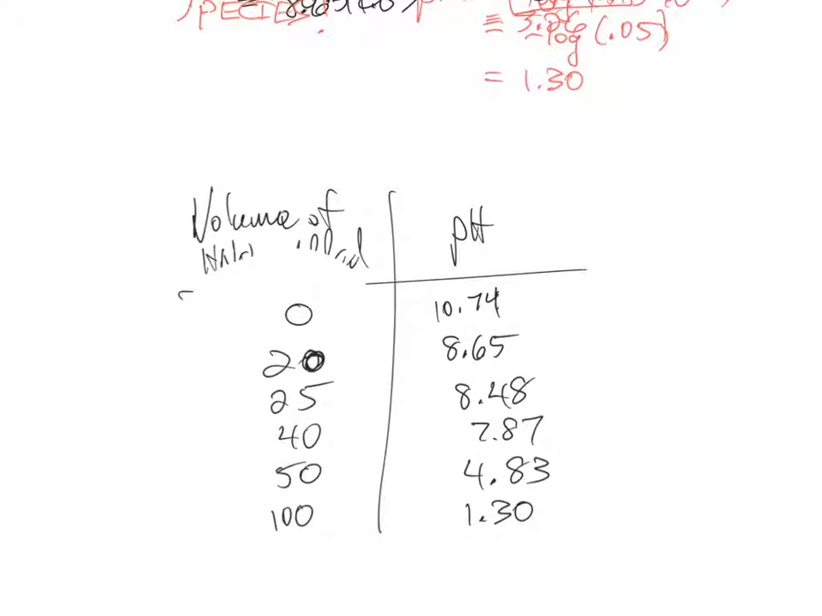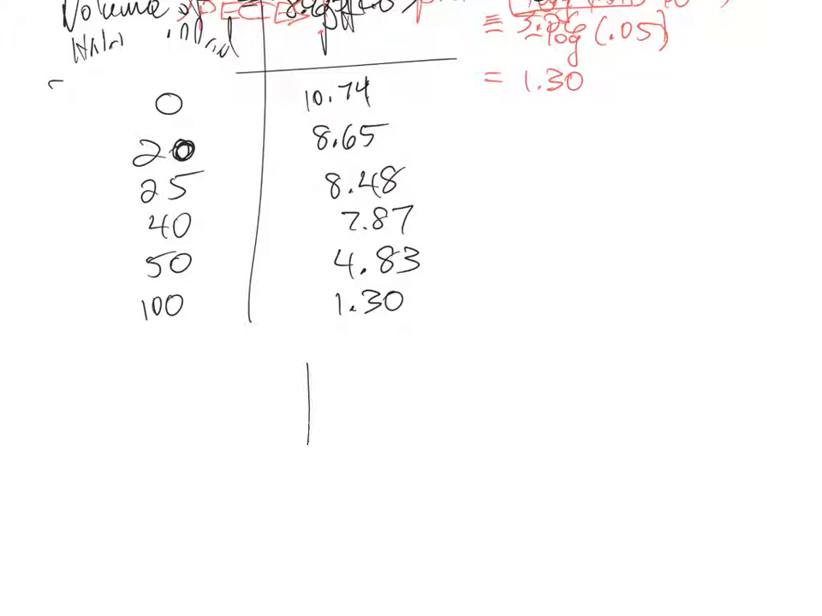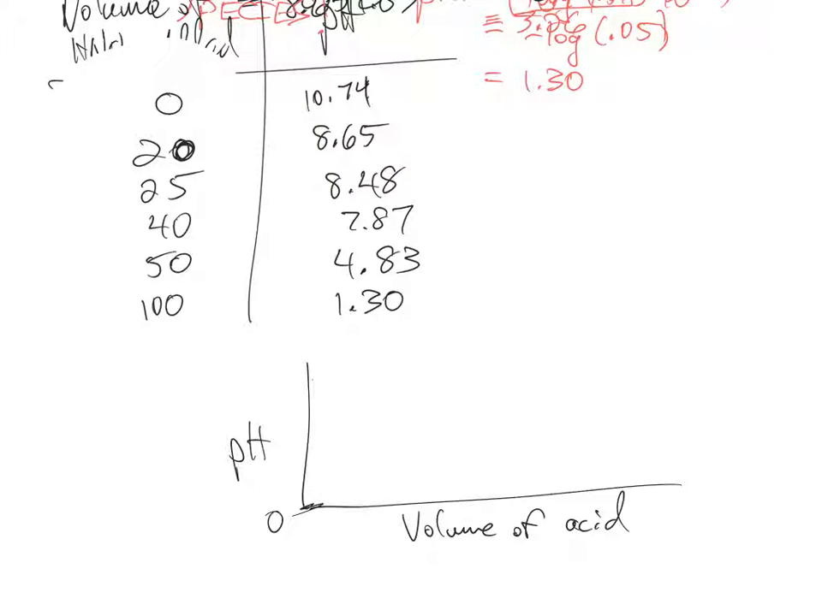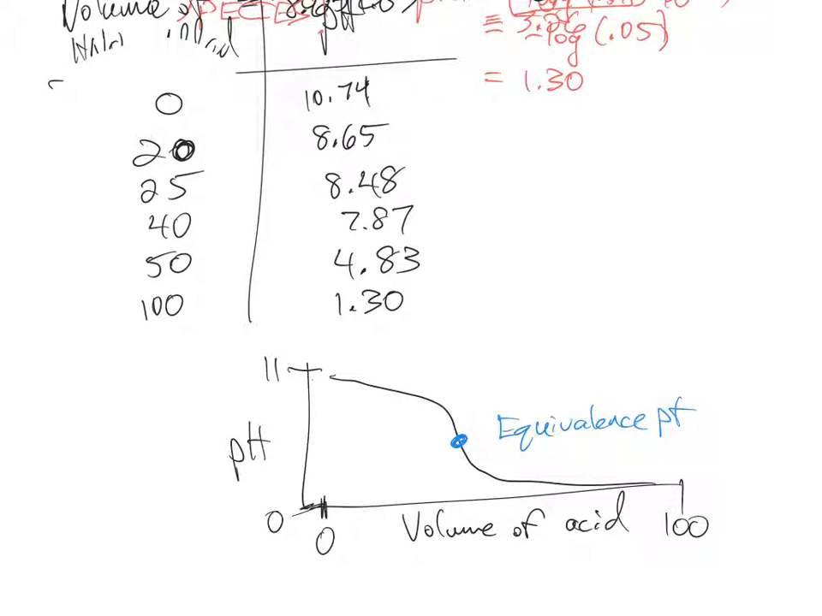You'll see that the pH changes unevenly. If we do a quick plot of this, pH against volume of acid, and you plotted pHs ranging from 0 up to 11, and volumes of acid added from 0 up to 100, we'd get a graph whose shape kind of looks like this, where the inflection point, the point where it changes from being curvy down to curvy up, is your equivalence point. We saw that at 50 milliliters.